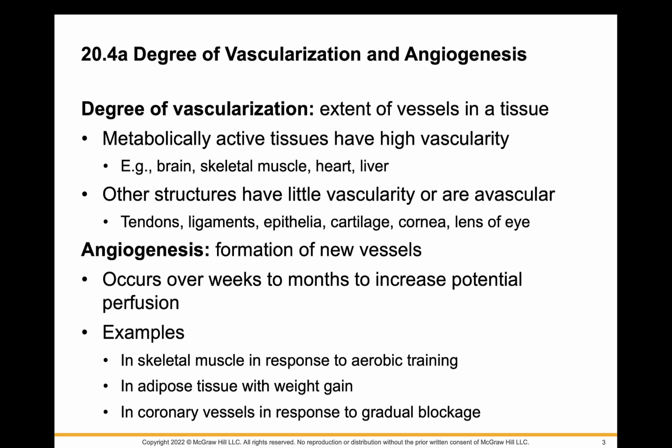Now, the first thing that we're going to look at is the degree of vascularization. What this really means is the extent of the vessels in a particular tissue. For example, if we look at tissues that are highly metabolic, such as the brain, skeletal muscle, heart, liver, these are going to be tissues that have high vascularity or a really good blood supply. Other structures, such as tendons, ligaments, epithelia, cartilage, have very little vascularity, so are considered to be avascular.